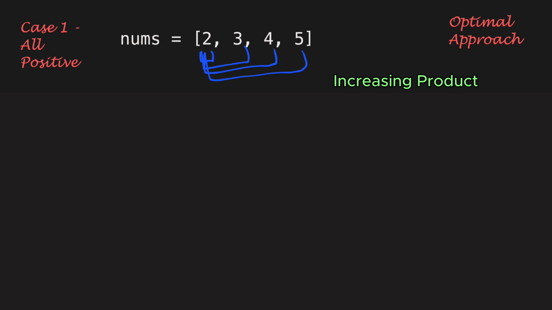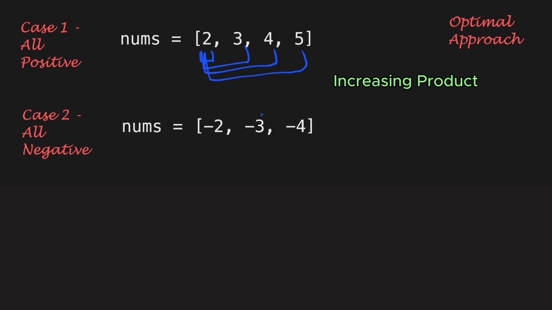Now let's look at case 2, when the array contains only negative numbers. Let's again track how the maximum product evolves step by step. So we start with the first element, which is minus 2, and the current product of this subarray will be minus 2, which is also the maximum product we have seen so far. The next element we see is minus 3, and when we extend this subarray, the product of the subarray flips and becomes plus 6, which will also be the maximum product we have seen so far.